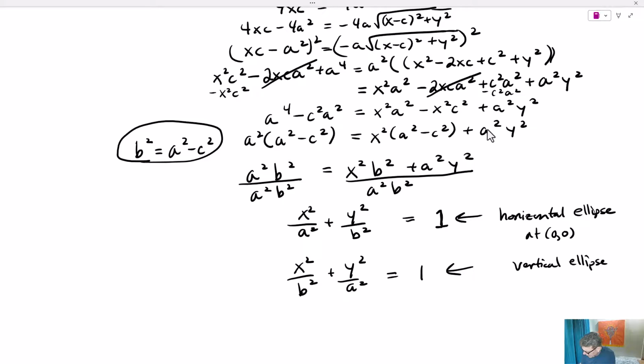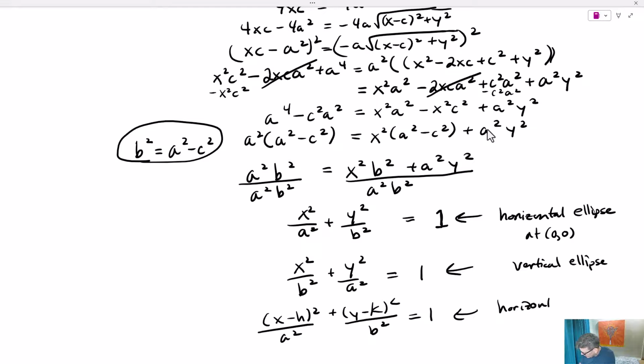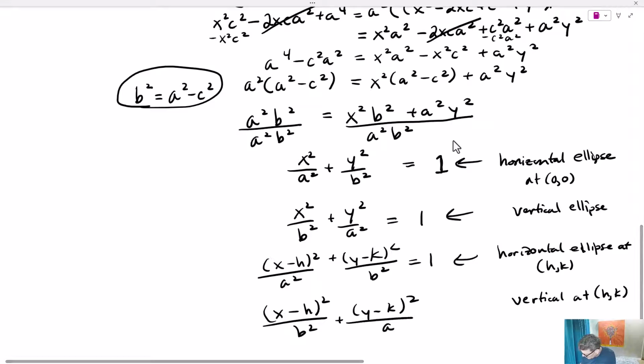Or if we wanted to, we could change this up and make it x minus h squared plus y minus k squared over, say, a squared, b squared equal to 1. And that's a horizontal ellipse centered at h, k. And similarly, we could do a vertical one at h, k, and that would look like this: x minus h squared over b squared plus y minus k squared over a squared equals 1. So that's how we end up with the form for ellipses, whether they're vertical or horizontal.